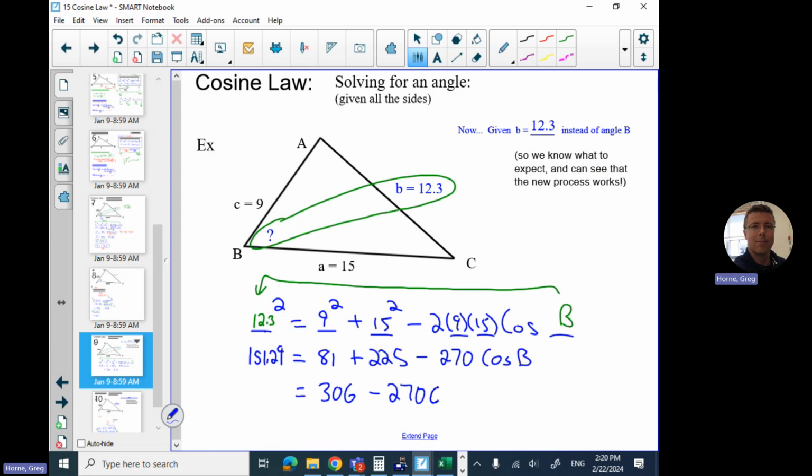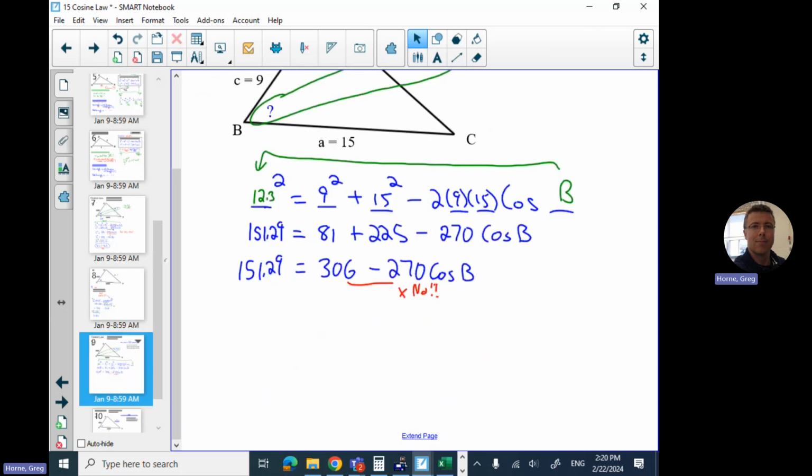So this is another step where a very common error happens. You can't subtract that right now. Instead, to work on solving for B, what we can do is take away 306 from both sides. And again, we can't subtract 270 from 306 because it's not actually 270, it's 270 times cosine B, which is going to reduce the size. So subtracting 306 on both sides gives us how much here?